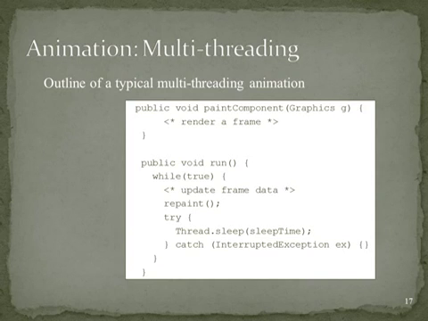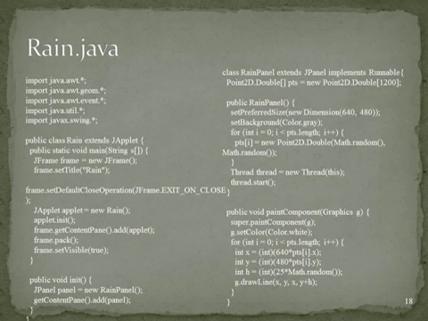and then the run method. While true, we update the frame and repaint. Then we try to make the thread sleep for the indicated sleep time. The sleep method of Thread specifies a sleep time which is in milliseconds.